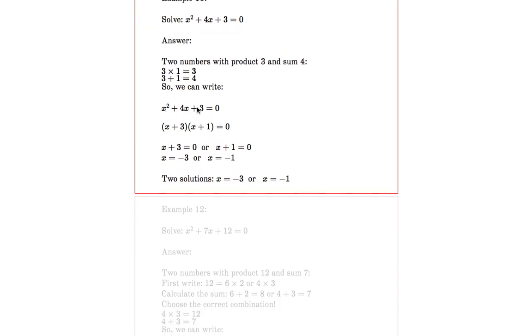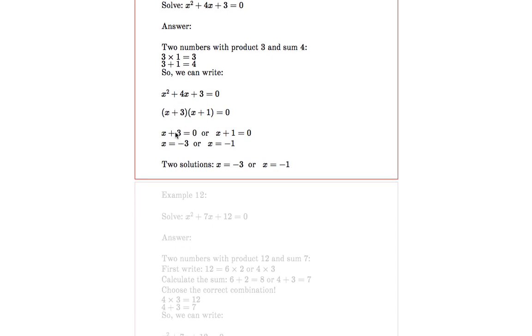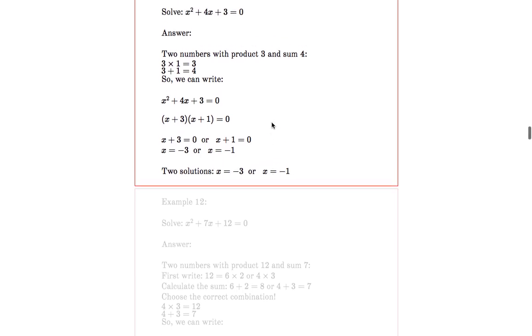So instead of this equation, we just have parenthesis x plus 3, another parenthesis x plus 1 is 0. So this 3 is this one, and this 1 is this one. So either x plus 3 is 0 or x plus 1 is 0. So we get x is minus 3, or x is minus 1. So we have two solutions, x is minus 3 or x is minus 1.